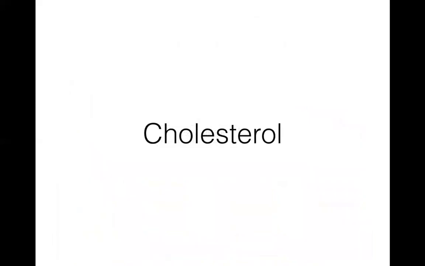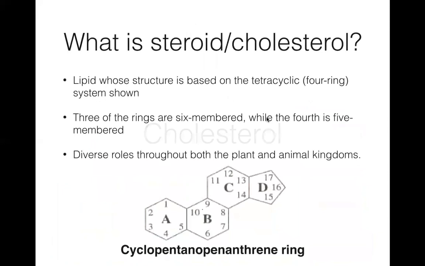Now let's move on to cholesterol. So the lipids that we have discussed previously are predominantly linear in terms of structure. Now what makes steroid different from the previous lipids is that its structure is based on a ring, a 4-ring system shown below. We call this the cyclopentanoperhydrophenanthrene ring.